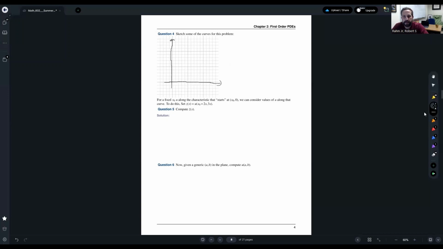So let me just sketch like 3 sample curves here. This one will start at x equals 0, 1. So it's parallel to the vector 2, 3. So the line, I'll go over 2 and up 3. We'll have something like this.